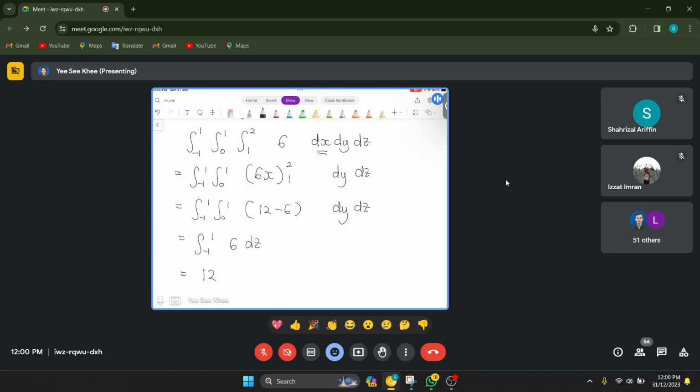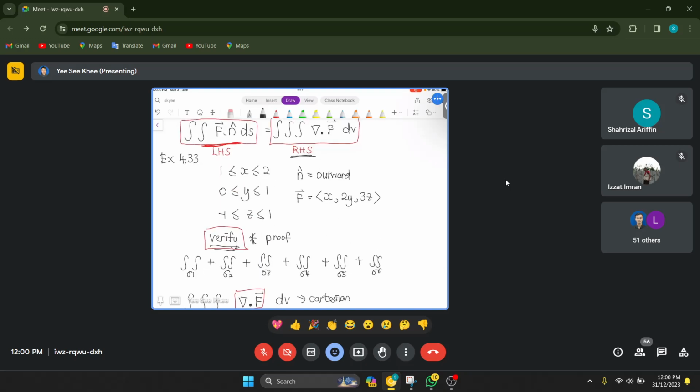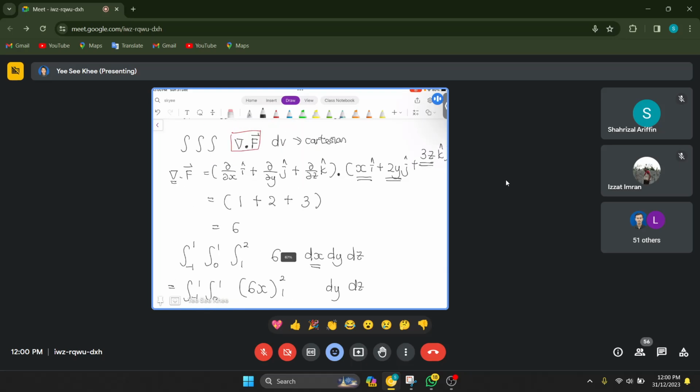In the exam, if they ask you to verify or prove, it means you have to do both sides, left hand side and right hand side, and prove that the answers are the same. Remember, in the final exam, if they ask you to verify or prove, you must do both sides. If you just do one side, you can only get half of the marks, because this is the meaning of verify.